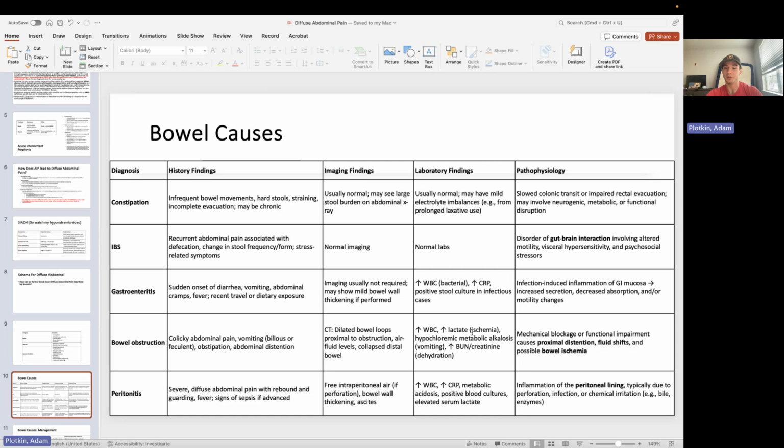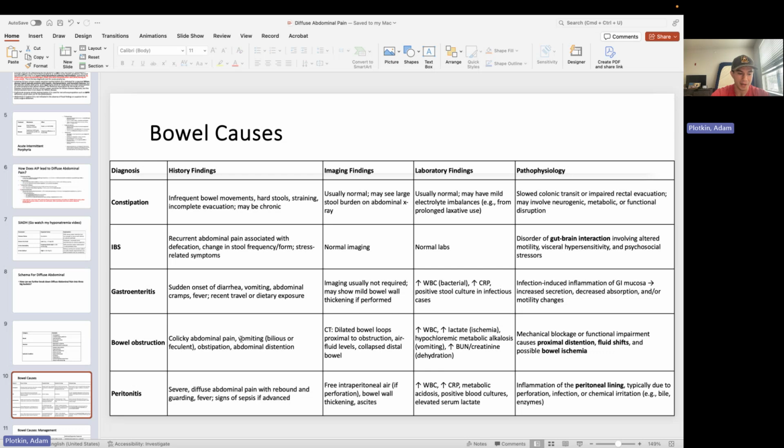What does aldosterone do? Aldosterone keeps sodium and water, pumps out potassium and H+. We're going to lose even more potassium, and even more H+, which puts us further into this hypokalemic metabolic alkalosis. We could see an elevated BUN to creatinine ratio signifying a prerenal AKI as well. So again, small bowel obstruction is usually due to a mechanical blockage or functional impairment. It causes proximal distension, fluid shifts, and possible bowel ischemia.